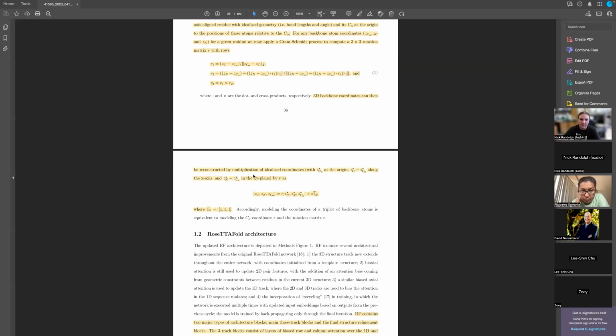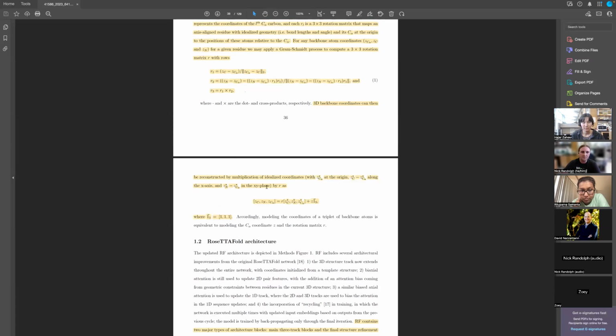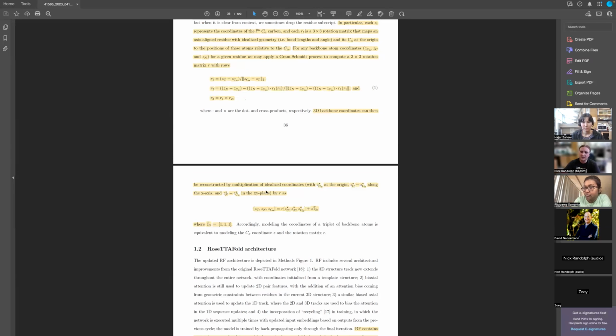And you can reconstruct the idealized coordinates by taking the ideal coordinates based on the statistics, and then rotating and translating them to get your idealized coordinates in a different location.